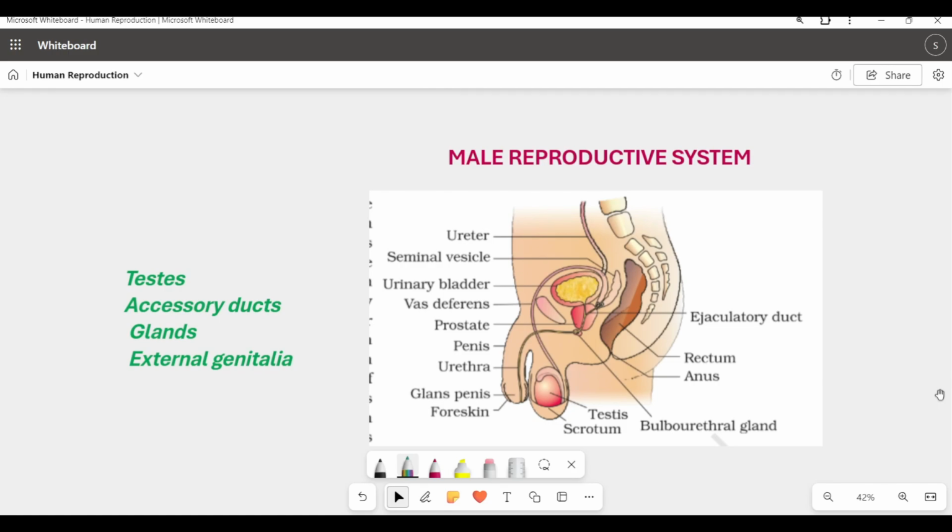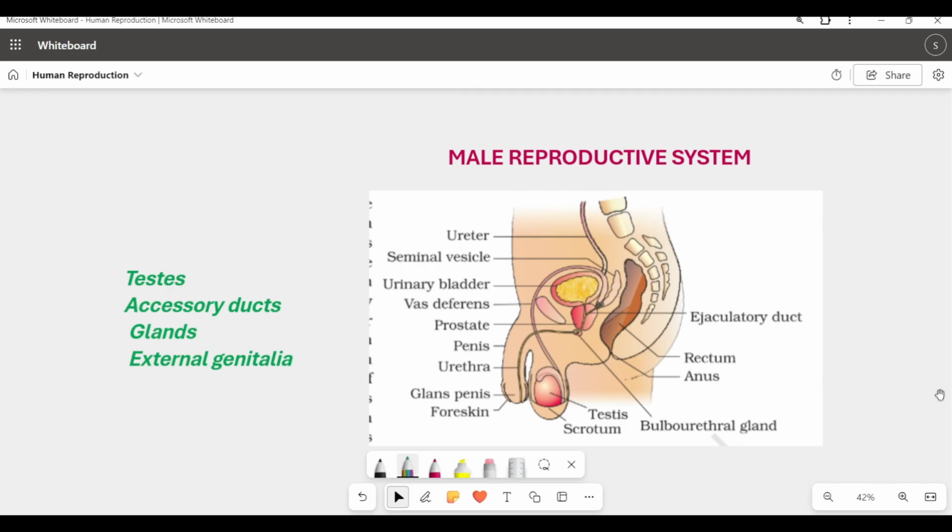That is, during the period of adolescence, like facial hair in the case of males, low-pitched voice, then development of mammary glands, then high-pitched voice in females. So the development that happens during puberty or adolescence is called secondary sexual characteristics.